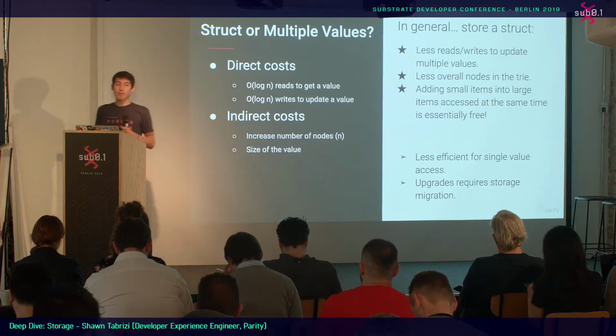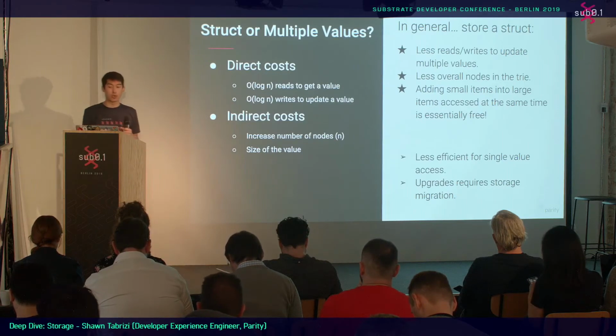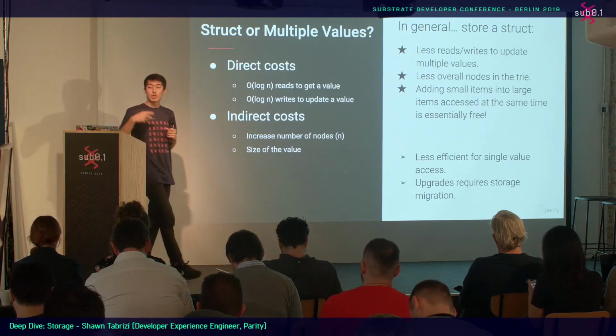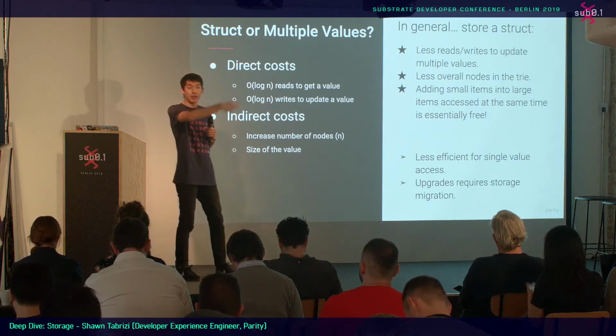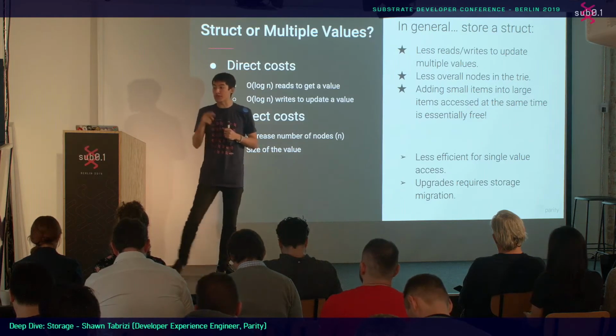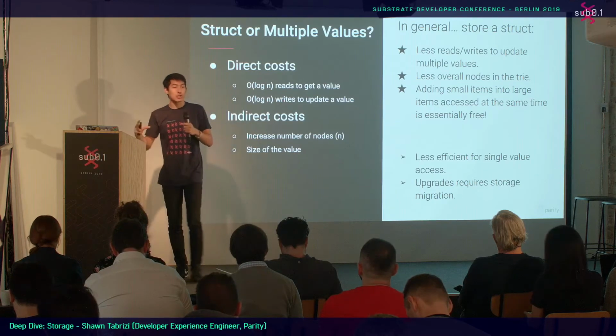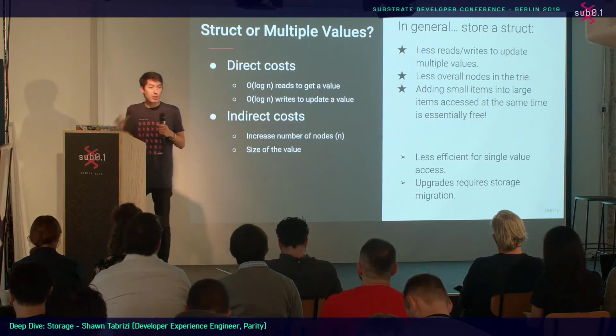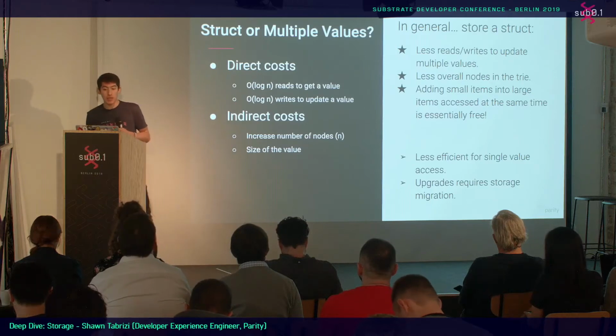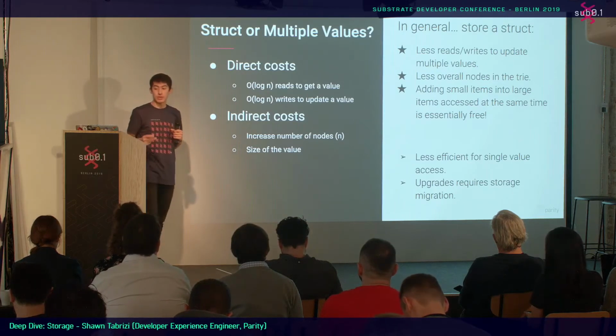So in general, the best practice is to store a struct if you can. We know it will cause fewer reads and writes to update multiple values, especially if these values are all used together. Adding small items into large items when they're accessed at the same time is basically free in terms of read operations. And of course you create fewer nodes in the tree.